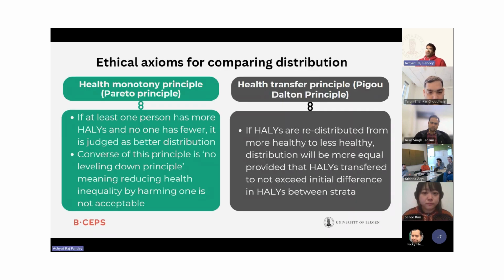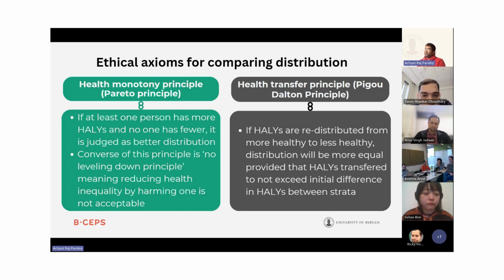So there are some ethical axioms or principles that somehow help us compare the distribution. One of the principles is the Pareto principle, or health monotonicity principle, that often appears in the books of health economics. I won't be able to deal with these in detail, but you may go back to the literature. If I share my understanding, if at least one person has more HALYs, and no one has fewer, then the distribution is judged as better. So at least one person should have more, but no one should have fewer.